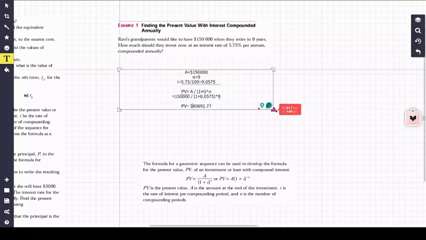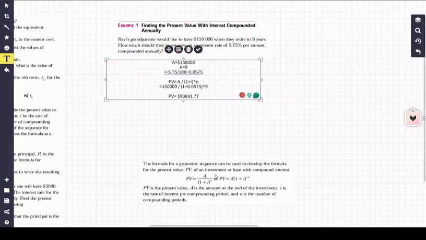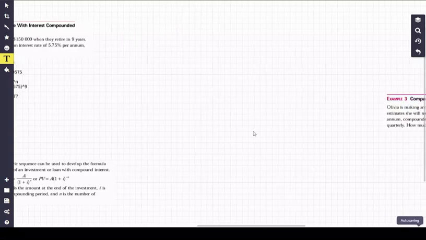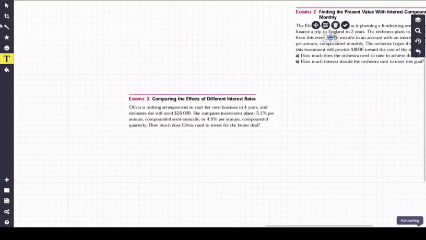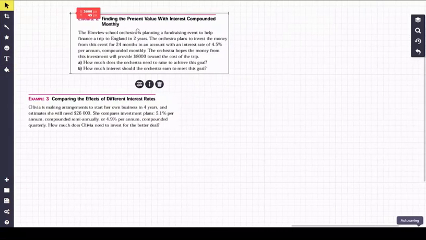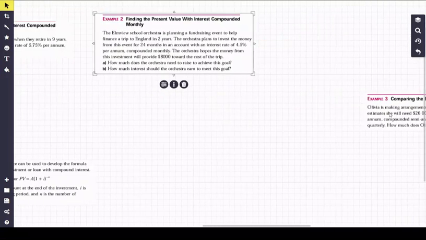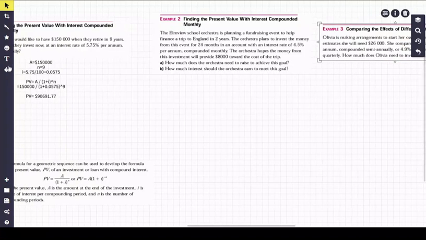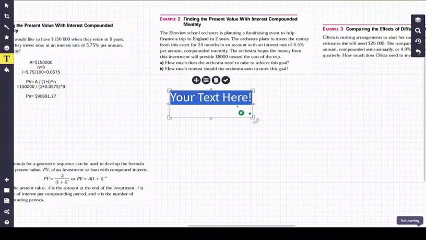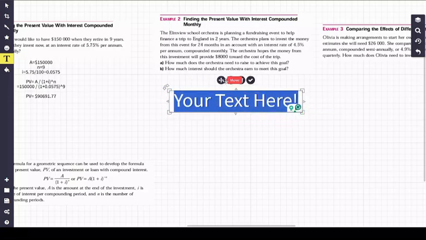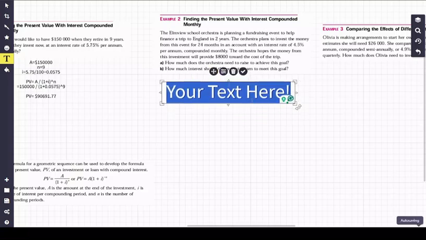Most of your teachers will ask for the nearest cent simply because it's 2 decimal places. And in math, we don't really care about sig figs, so 2 is enough, more than enough. In science, maybe not, but in math, 2 is enough. Alright, let's go ahead and give this next problem a try. Now there's a multi-step problem: finding the present value with interest compounded monthly. Okay, so we're changing it up a little bit. The Elmwood School Orchestra is planning a fundraising event to help finance a trip to England in 2 years.